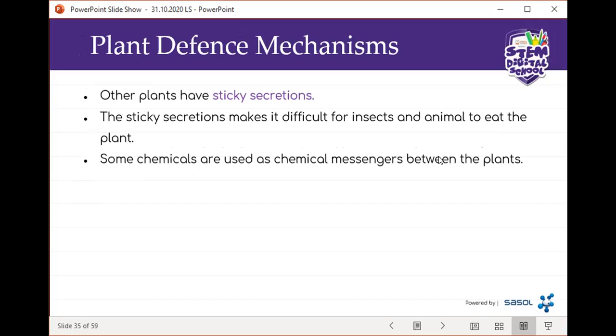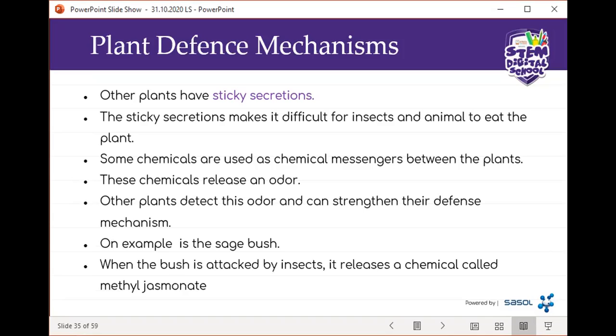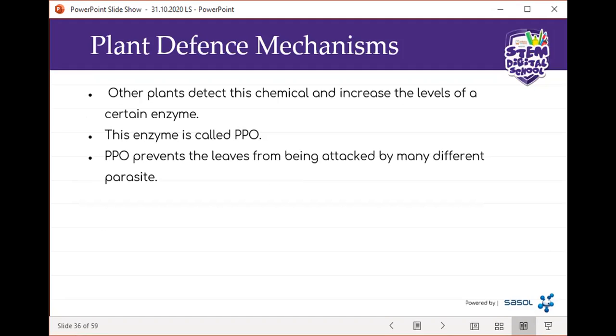Then some chemicals are used as chemical messengers between plants. These chemicals release an odor, and other plants will detect this odor and can then strengthen their defense mechanism. An example of a plant that does this is the sage bush. When the bush is attacked by insects, it releases a chemical called methyl jasmonate. Other plants will detect this chemical and increase the levels of an enzyme called PPO, which prevents leaves from being attacked by other parasites.